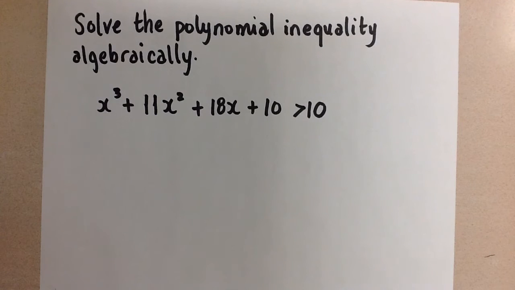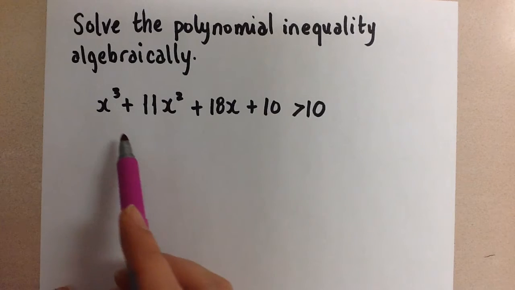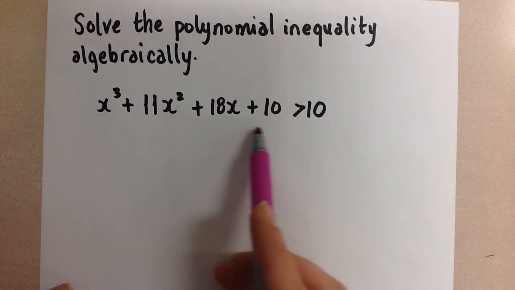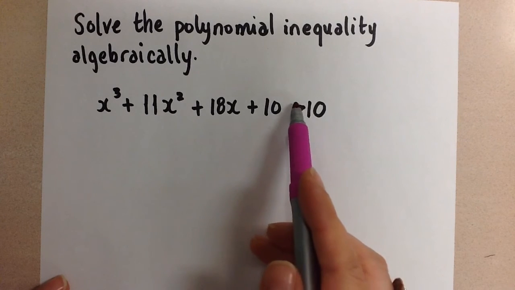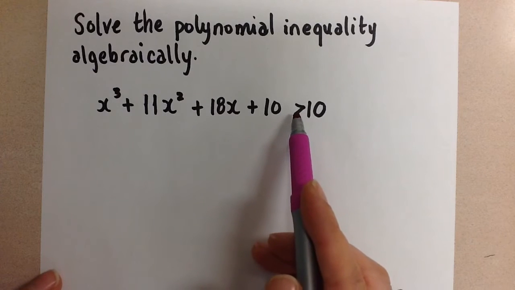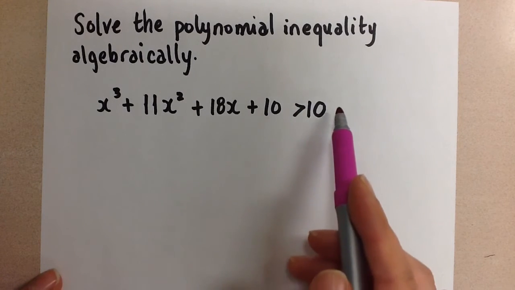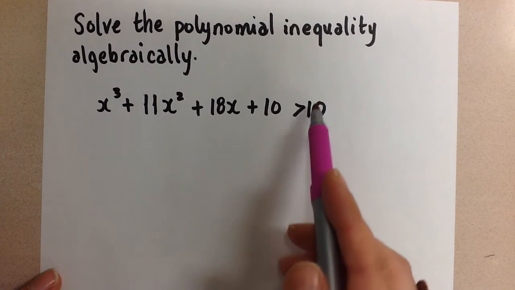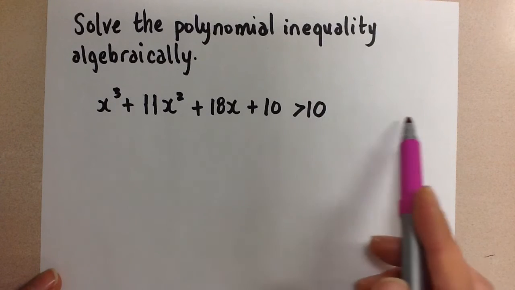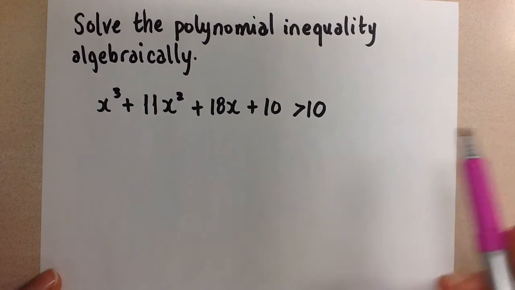Today we're looking at solving polynomial inequalities. To have a polynomial inequality means that we have a polynomial expression with an inequality sign, so it could be greater than or less than. It could have the equals attached to it as well, with something else on the other side. In this case we have one number. It could be another polynomial as well.